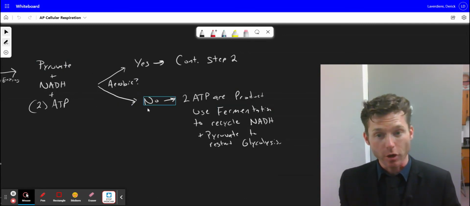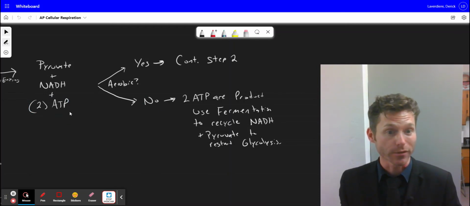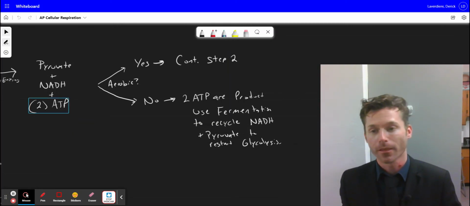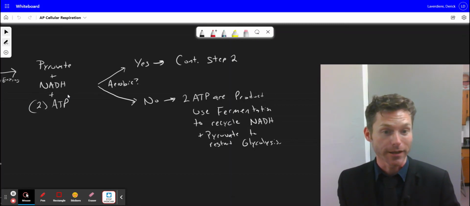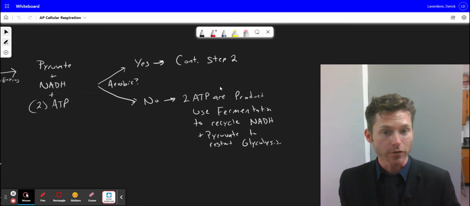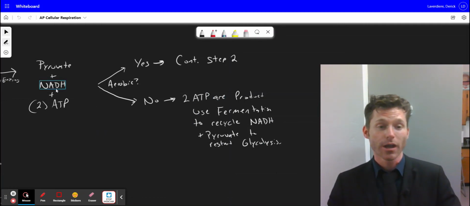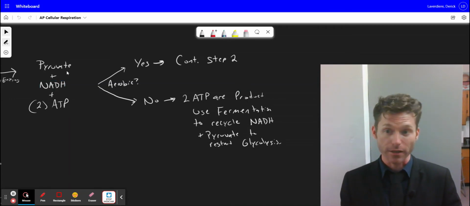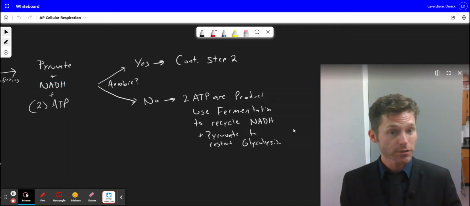If I'm doing anaerobic respiration, my ATP was the product. That was the point of doing glycolysis, was to get these measly 2 little ATPs. Right? And my pyruvate and my NADH are trash. So in that case, if I'm doing anaerobic, I'm going to recycle pyruvate and recycle NADH so that I can start glycolysis all over again. The process that recycles those 2 molecules is fermentation.